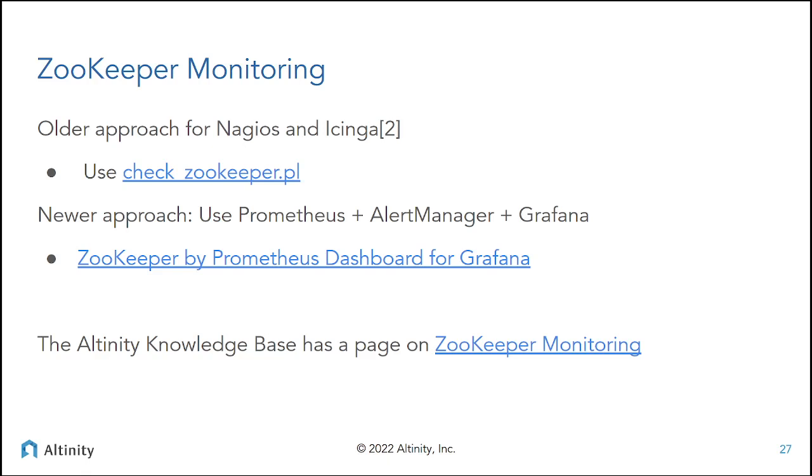There's a lot more to say about this, but you can check out the Altinity knowledge base, where we have a page on Zookeeper Monitoring which gives a bunch of ideas about how to do this. You should not go into production without having monitoring set up on this. It is not hard to do. Zookeeper makes it pretty easy with the commands, and there's software that does it, but you just need to set it up.